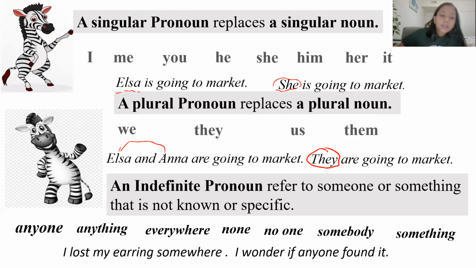Let me say, like, I lost my earring somewhere. So somewhere is not a specific place, but it's still a pronoun because it's not telling a specific place. You're just saying somewhere. Now, I wonder if anyone found it. Anyone is also an indefinite pronoun because anyone does not refer to a specific person, and somewhere does not refer to a specific place. So those are indefinite pronouns. Let's move on.